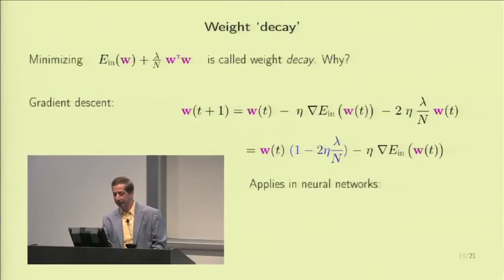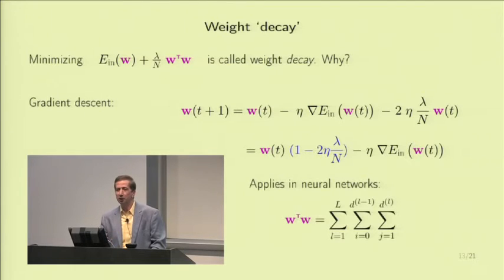Okay, and it applies to neural networks, and all you need to remember in neural networks is that the W transpose W is a pretty elaborate sum. You have to sum over all the layers, all the input units, all the output units, and you sum the value of the weight squared. Okay, so that's what you have.